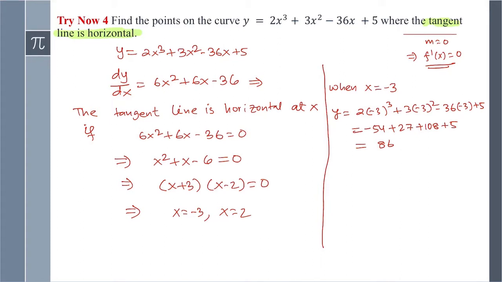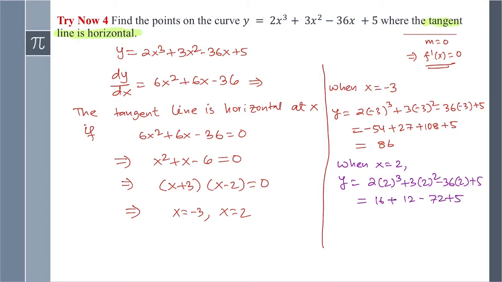So similarly, when x equals the other point, which is 2, the y value is y equals 2 times 2 cubed plus 3 times 2 squared minus 36 times 2 plus 5. 2 cubed is 8, times 2 is 16, plus this is 12, minus this is 72, plus 5. And then if we put this into our calculator, 16 plus 12 minus 72 plus 5 gives us negative 39.